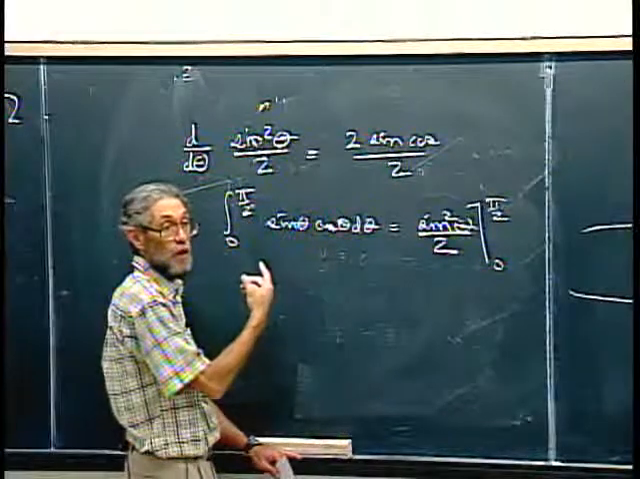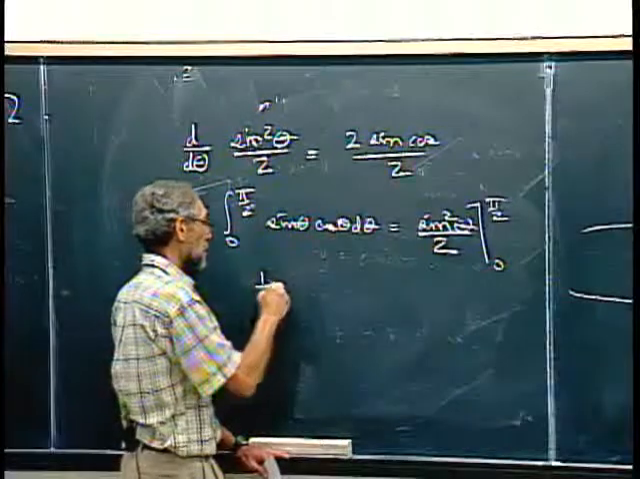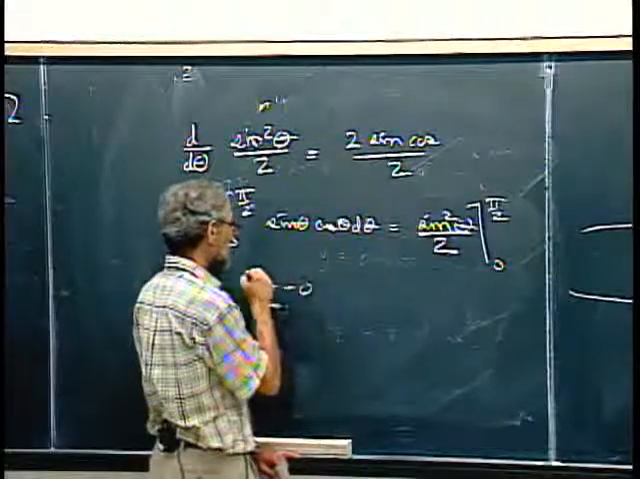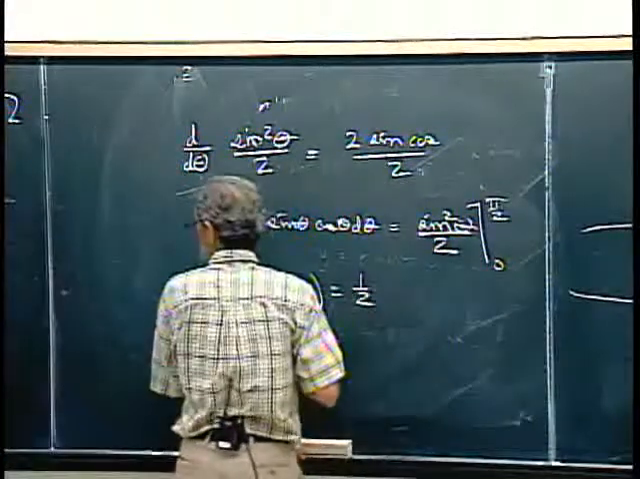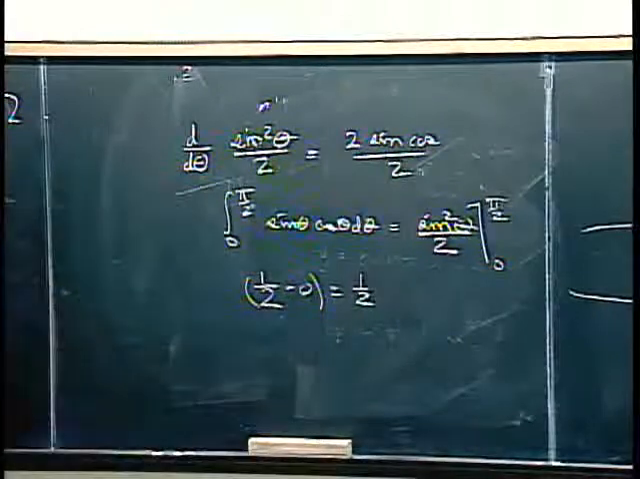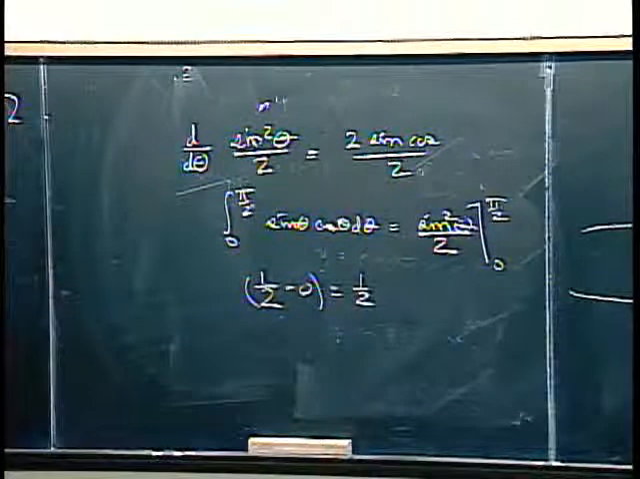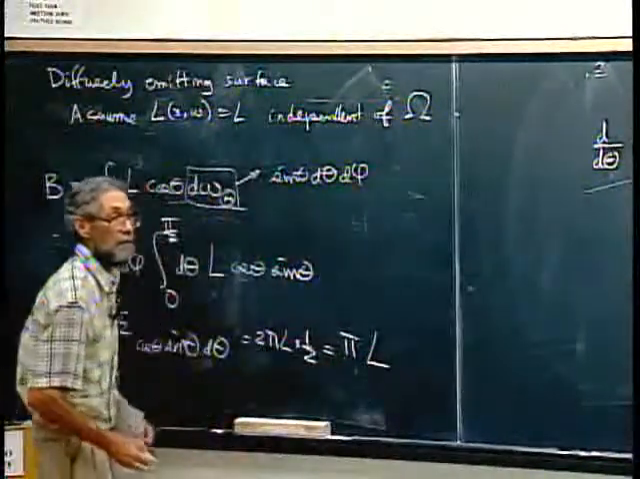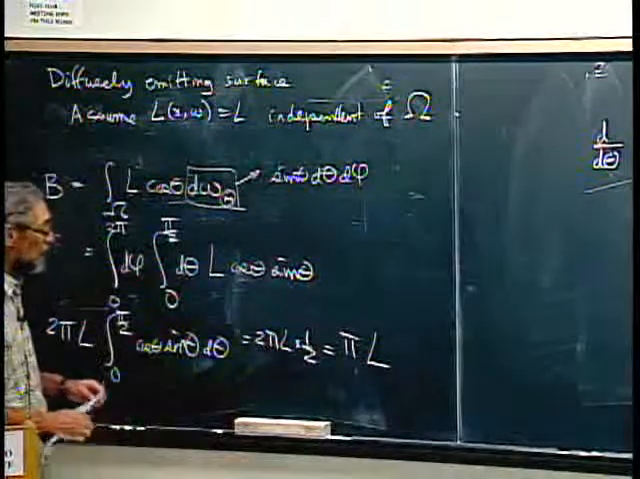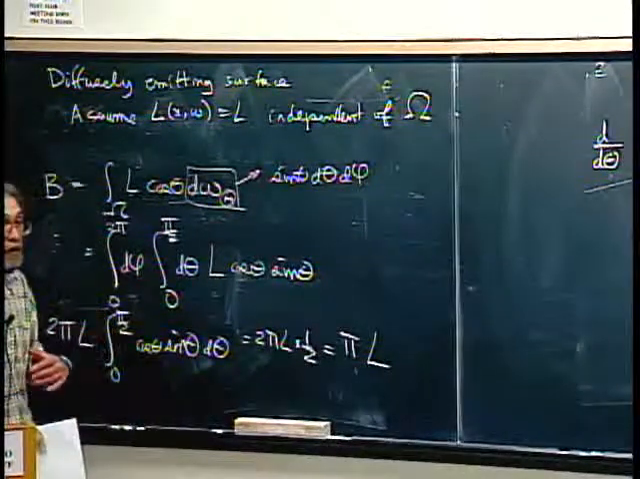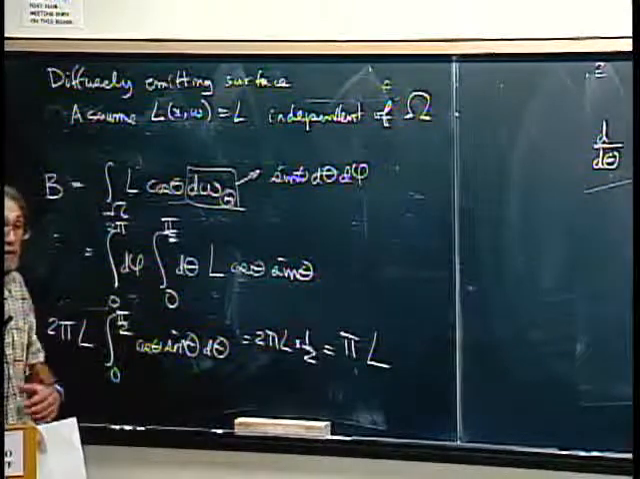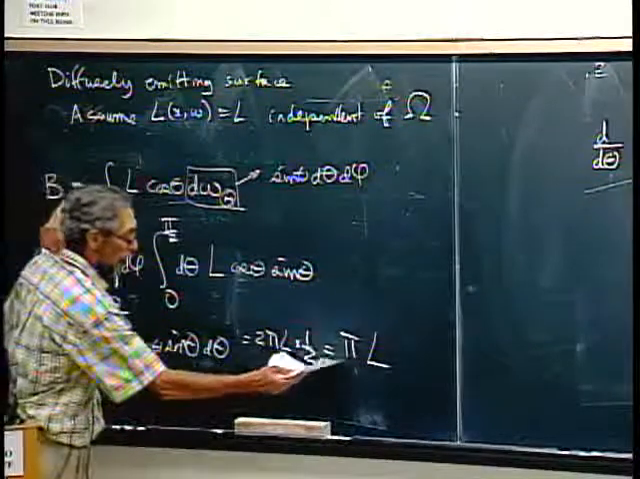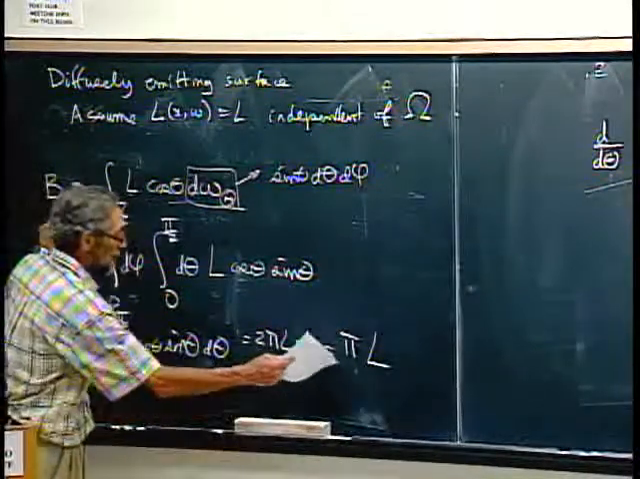So what's sine of pi halves? Sine of 90 degrees, right? It's 1. And so the upper limit is a half, and sine of 0 is 0. A half minus 0 is a half. So that means that this integral is a half. So I have 2 pi L times a half, which is pi L. So what that says is if the light is exiting equally in all directions, then the actual complete radiosity is pi times the radiance.